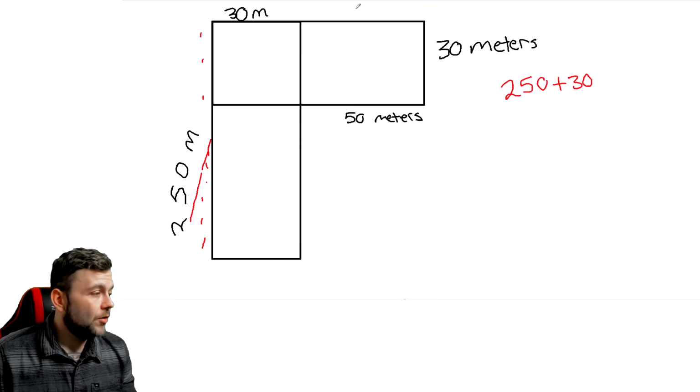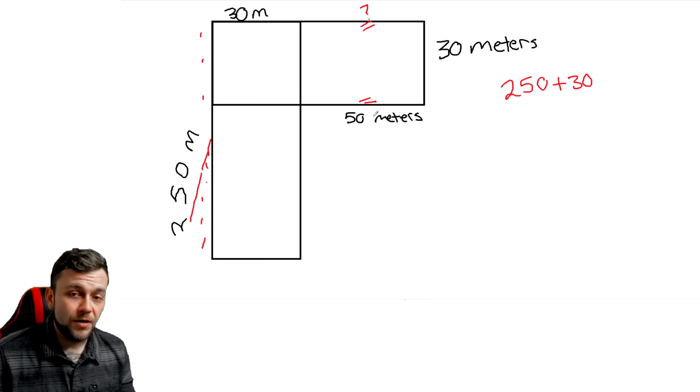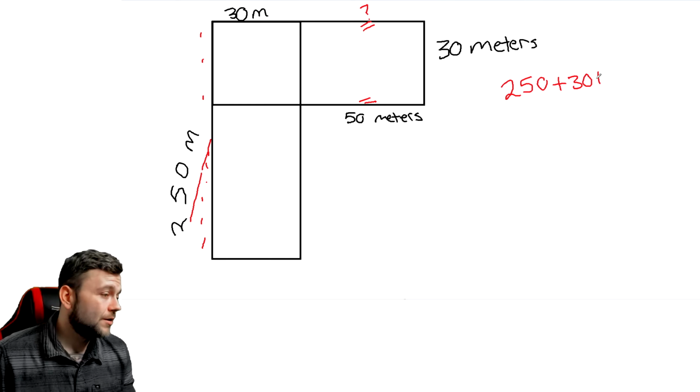And then what is this part right here? Well, this is a rectangle, so this side must equal this side down here. So this must be 50 meters. So plus 50. This right here is 30 plus 30. And another 50 because of this part right here.